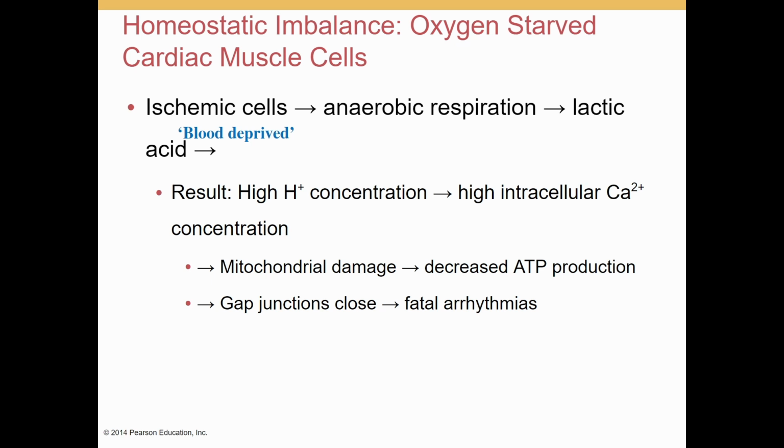This premature release of calcium can also lead to mitochondrial damage. It can lead to gap junctions closing, and these can lead to things like decreased ATP production, which can be fatal to cardiac muscle cells, and fatal arrhythmias. Essentially, it can mess with the heart's rhythm or its beating.